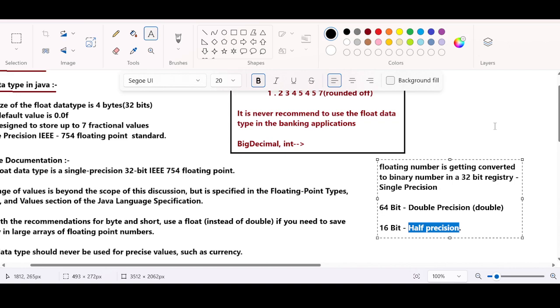Okay, now look at the next thing. These are the things that you can give in the interview room when you are specifically asked about the float data type in Java. Now look at this, guys, from the documentation. This has been collected from the documentation.